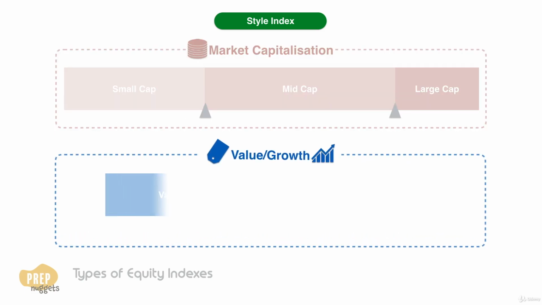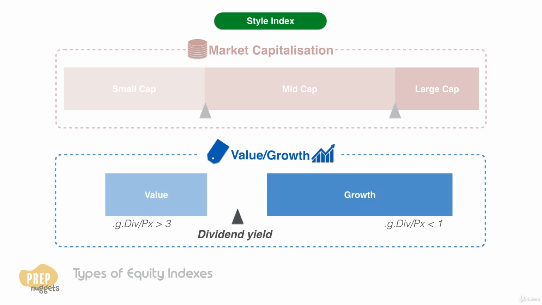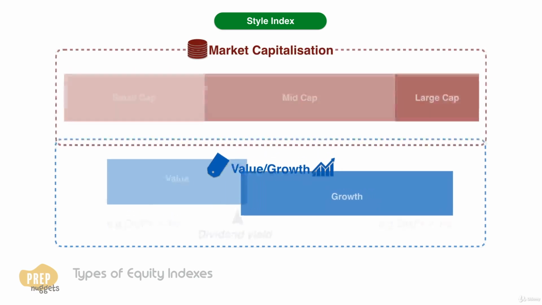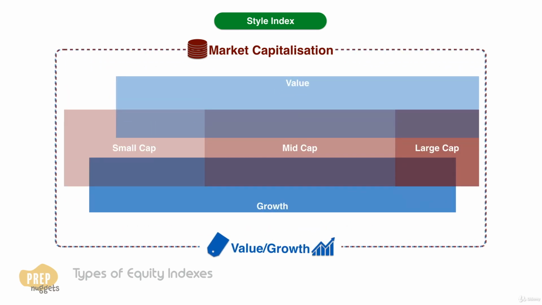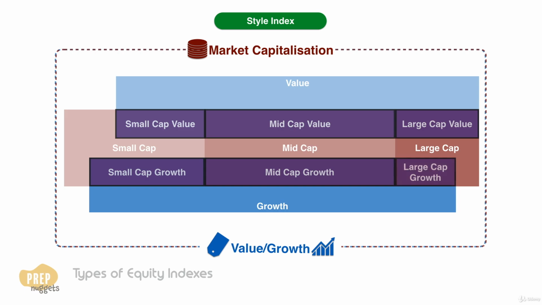Value stocks and growth stocks can be differentiated based on their price to earnings ratios or dividend yields. Some indices reflect a combination of the market cap and growth or value styles. Combining the three market cap groups with value and growth classifications results in the following 6 basic style index categories: small cap value, mid cap value, large cap value, small cap growth, mid cap growth, and large cap growth.